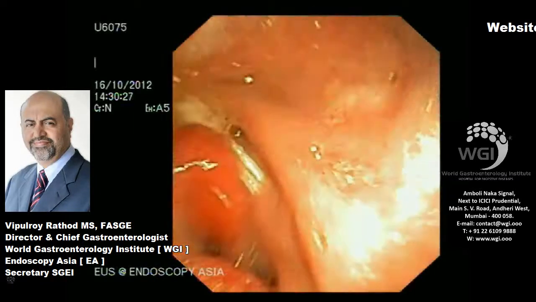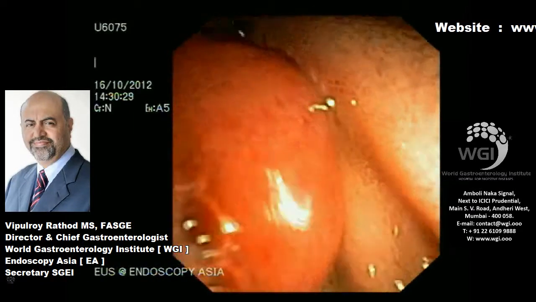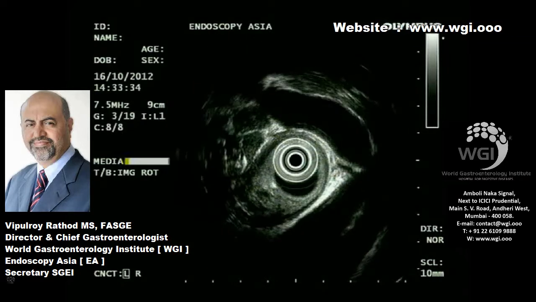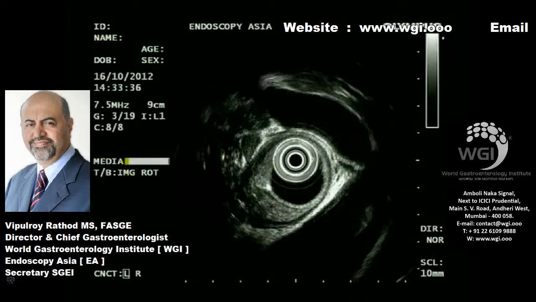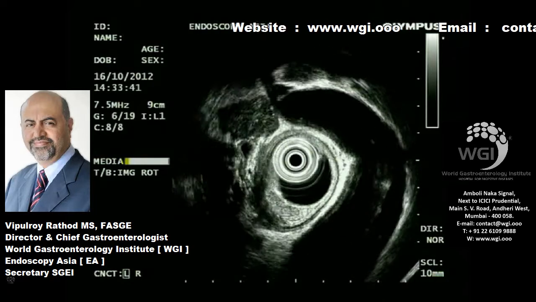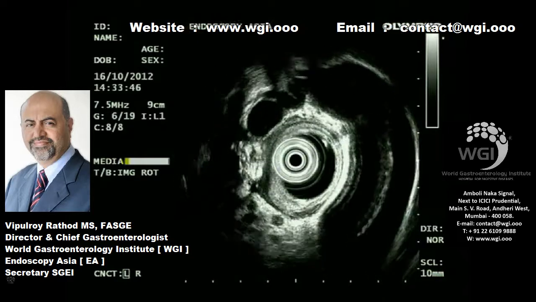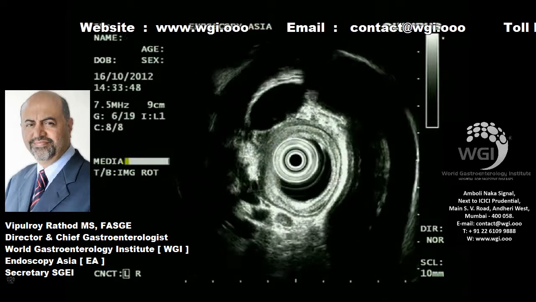A 43-year-old young male was referred to us for suspected mass in the head of the pancreas. Our radial echoendoscope is sitting at the duodenal bulb. There was a narrowing at the D1, D2 junction. CT scan showed suspected mass in the pancreatic head.